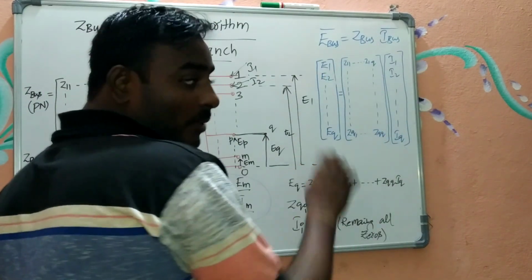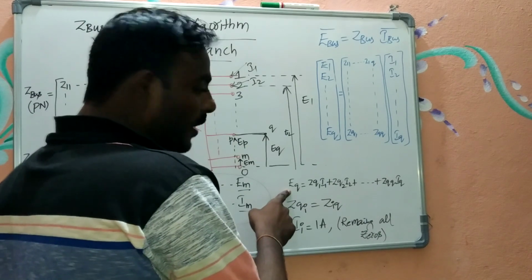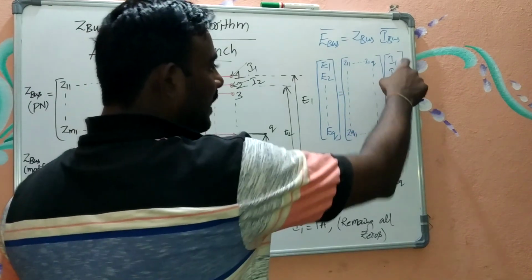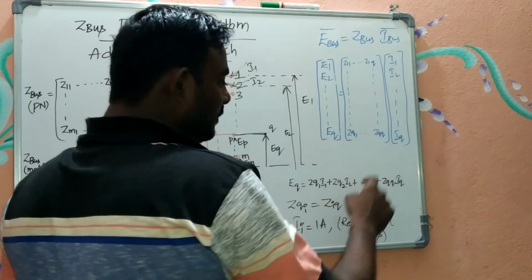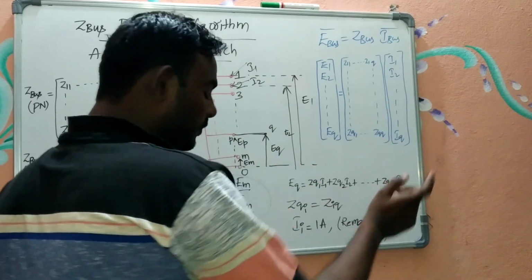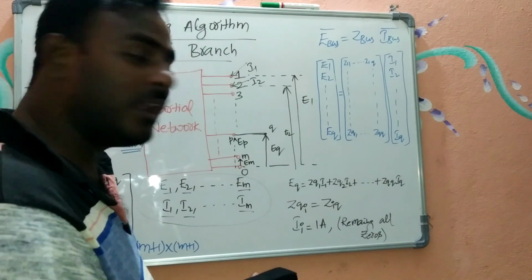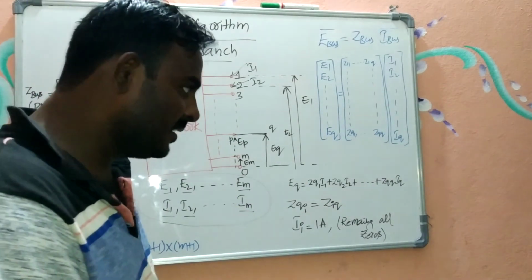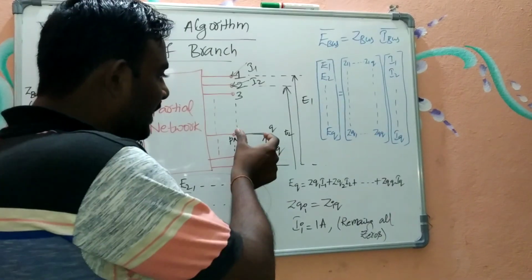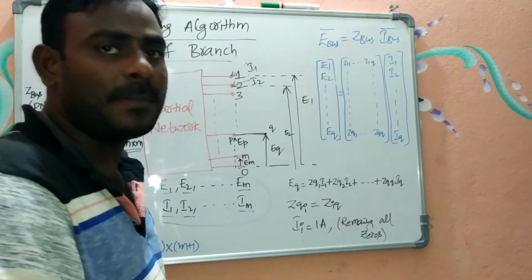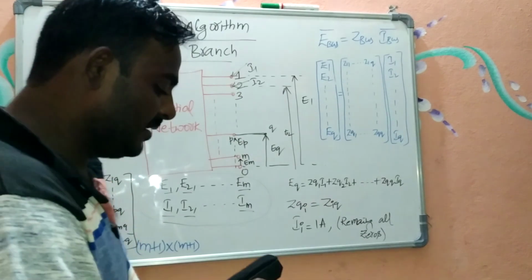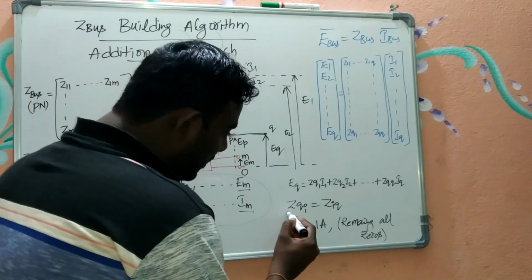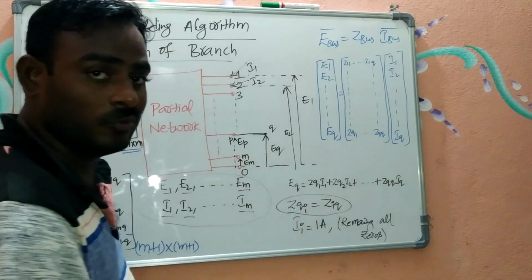From this matrix equation, I can write EQ as ZQ1 I1 plus ZQ2 I2 plus and so on, up to ZQQ IQ. And we know already that the Z bus matrix is a symmetric matrix, and the elements which are connected here are linear and passive elements, bilateral elements. As they are linear and bilateral, we can get ZQI same as ZIQ.